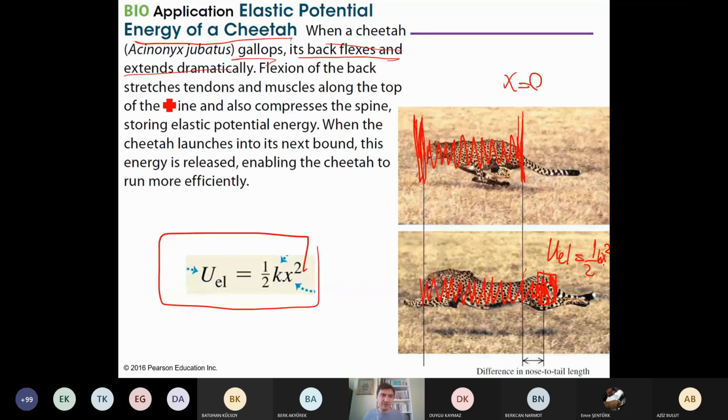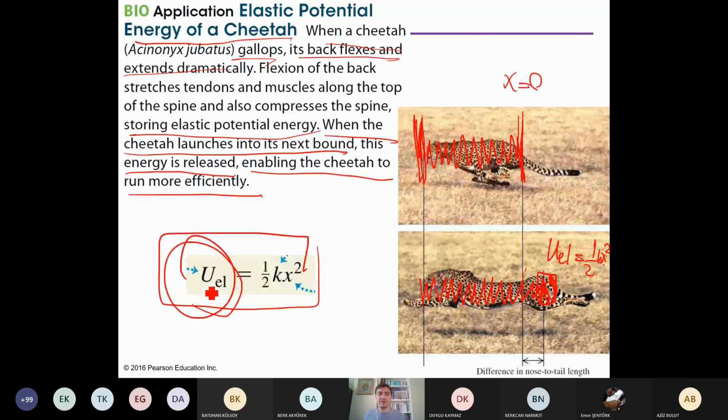Flexion of the back stretches tendons and muscles along the top of the spine and also compresses the spine, storing elastic potential energy. When the cheetah launches into its next bound, this energy is released, enabling the cheetah to run more efficiently. So this stored elastic potential energy is converted to kinetic energy, okay?